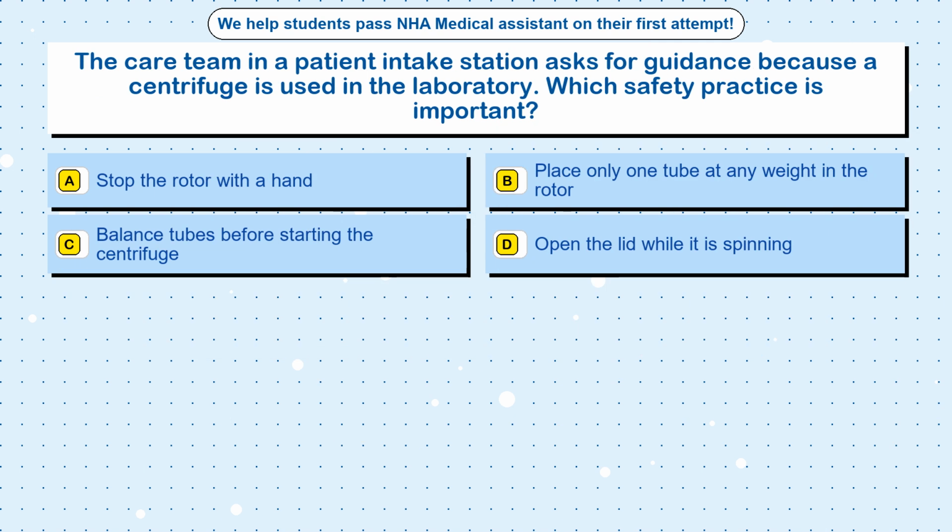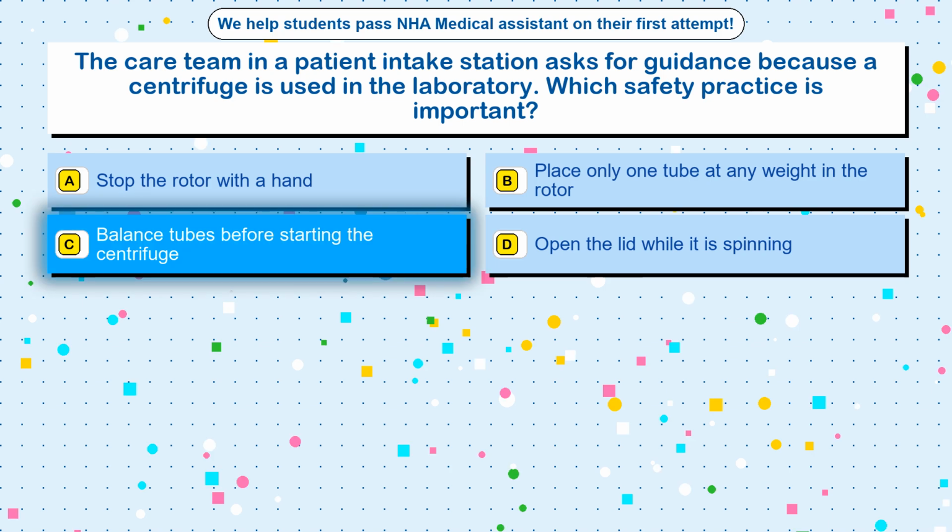Question 13. The care team in a patient intake station asks for guidance because a centrifuge is used in the laboratory. Which safety practice is important? Option A. Stop the rotor with a hand. Option B. Place only one tube at any weight in the rotor. Option C. Balance tubes before starting the centrifuge. Option D. Open the lid while it is spinning.